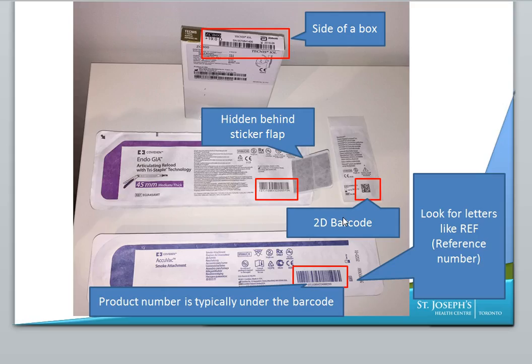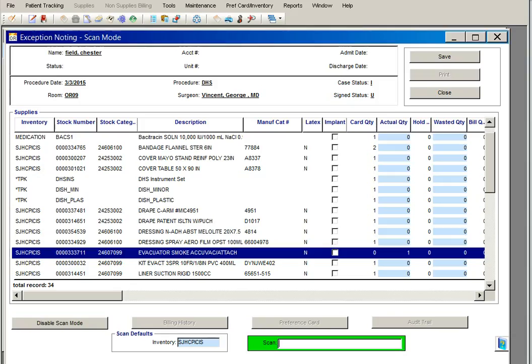Barcodes may be found on different parts of a product packaging. A barcode may be hidden behind a flap. A 2D barcode can also be found on certain products. These are square shaped. The product number will typically appear below the barcode. Look for letters like REF, which stands for reference number. Reference number is a common term used to identify the product number.